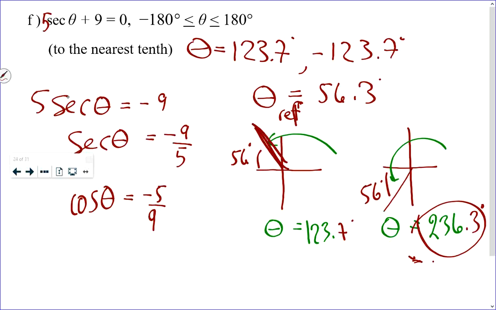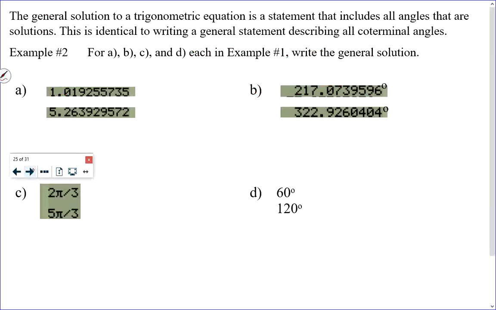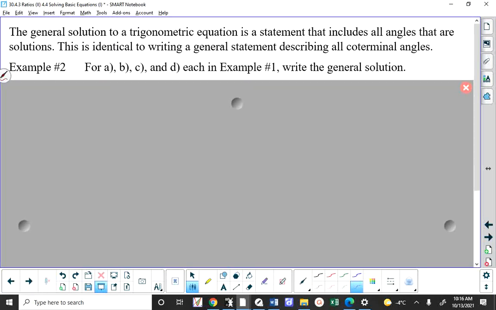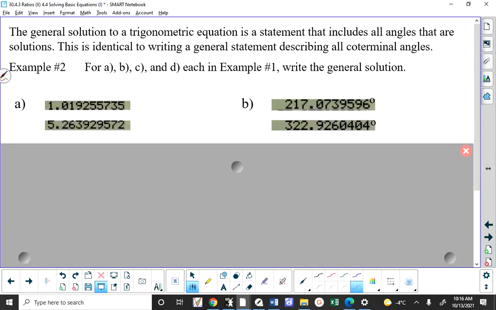Now we have one last question to do, and it's really quite simple. This question says, what is the general solution to example 1a? I will tell you right now that in 1a, we got these two numbers in radians. Those were our two solutions from 0 to 2 pi. In 1b, these were our two solutions, I believe. Can you just check to see if they match? I might have changed some questions. Do they match?